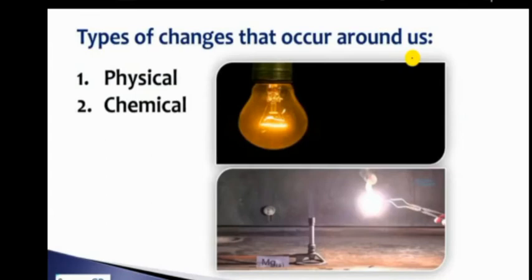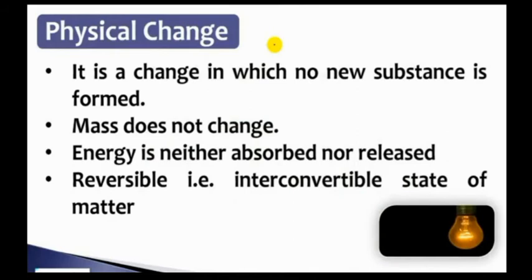Then the reactions are classified on the basis of the changes. It is of two types. The first one is physical changes, the second one is chemical changes. Physical change means a change in which no new substance is formed and its mass does not change, energy is neither absorbed nor released, and it is reversible, that is, an interconvertible state of matter.